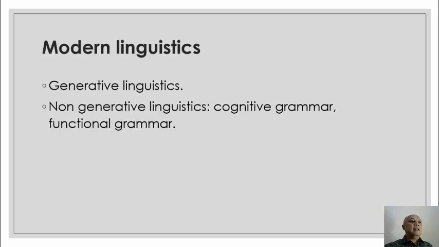Okay. Now in modern linguistics, you will see that Chomsky's idea is now being renewed. So you have more generative linguistics, but in modern linguistics we also have non-generative linguistics. These are the people who do not believe in Chomsky. So they propose other ideas. It's called cognitive grammar and functional grammar. And we are going to talk about cognitive grammar later in my episode.